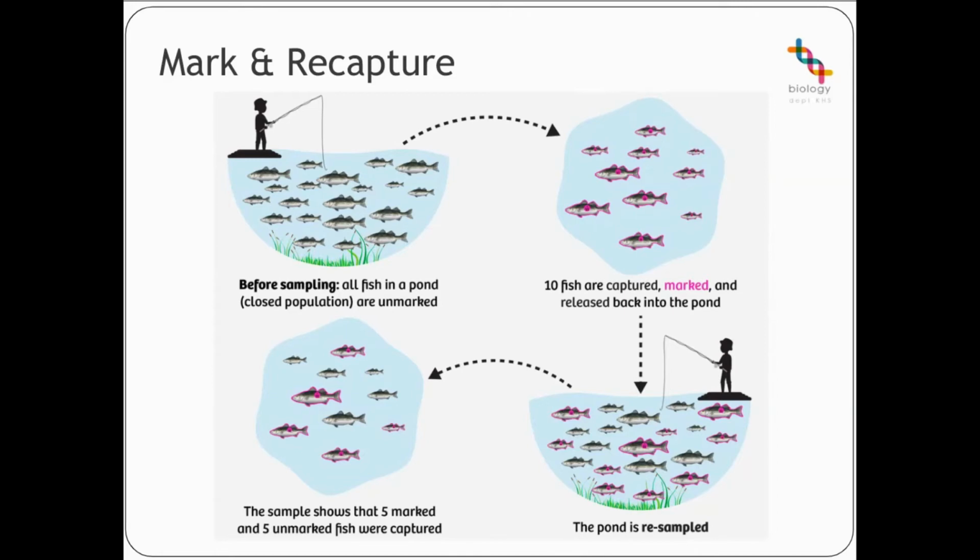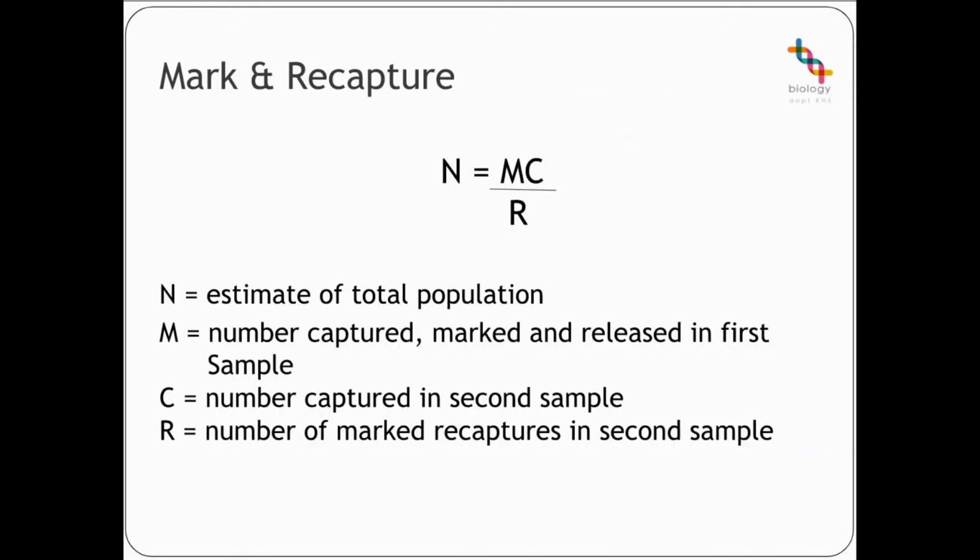Now, after an interval of time, a second sample is going to be captured, and we're looking to see if any of those individuals are recaptures, so if they've got the markings from our initially captured population, and that allows us to make an estimate of the total population. And we do this by carrying out the following equation, where n equals an estimate of our total population, m is the number captured, marked and released in the first sample, c is the number captured in the second sample, and r is the number of marked recaptures in the second sample.